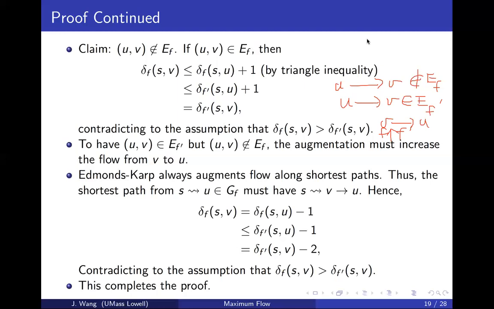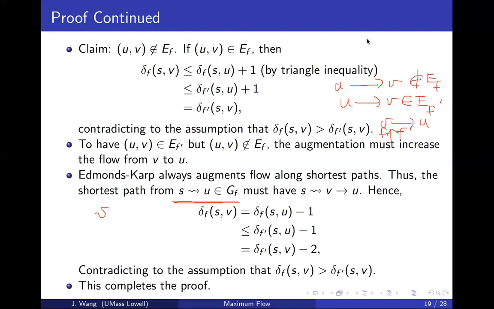And then you will look at, first, we know Edmonds-Karp always augments flow along the shortest path. And we know that U is next to V, is a opposite node to V. So we want to say where this U is. Let's say we have a shortest path S to U in GF. So let's look at this shortest path. I want to know where this V is on this path.